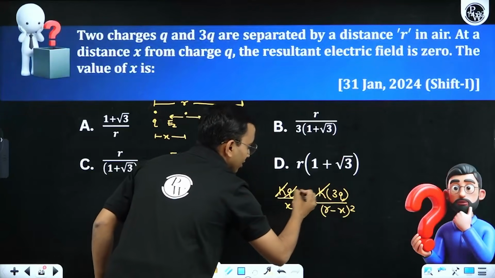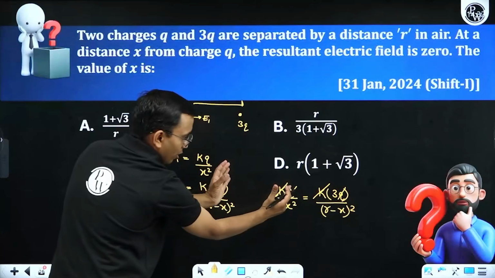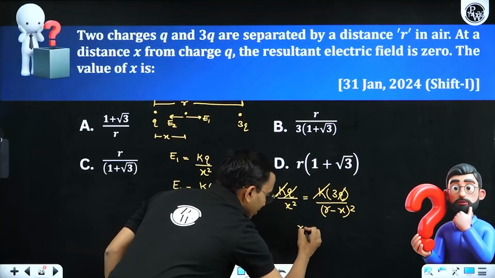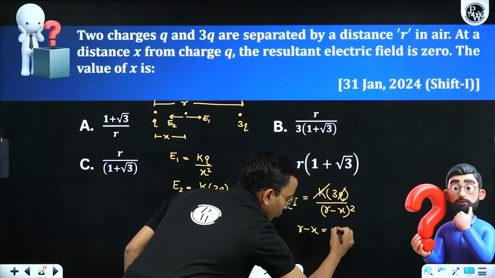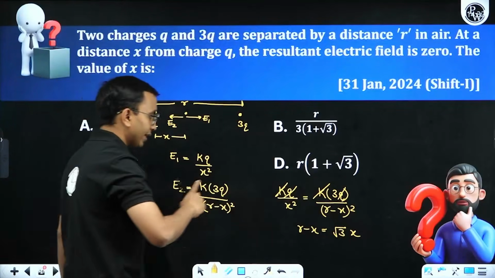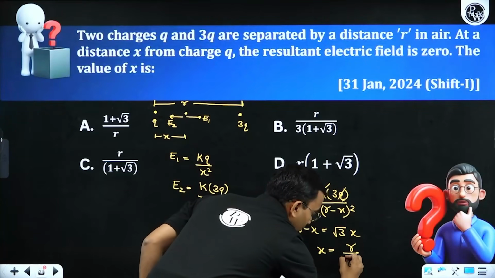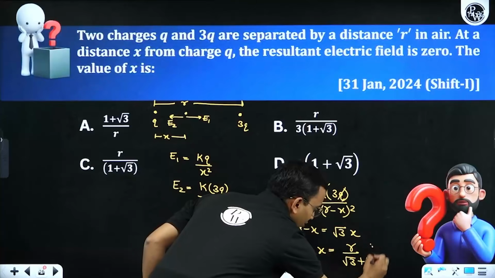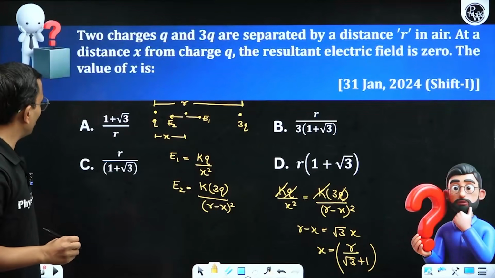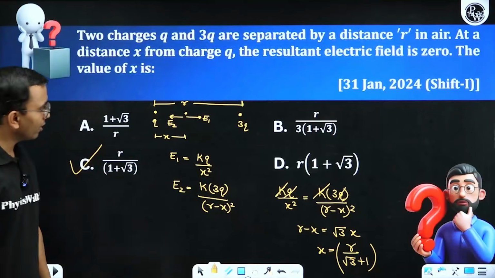K is getting cancelled, q is getting cancelled, and from here r minus x square whole will come here, x square will go on the other side, and it will take the root. So, r minus x is basically root 3 times x, and from here I can write x as r divided by root 3 plus 1. Okay, r divided by root 3 plus 1. C option.